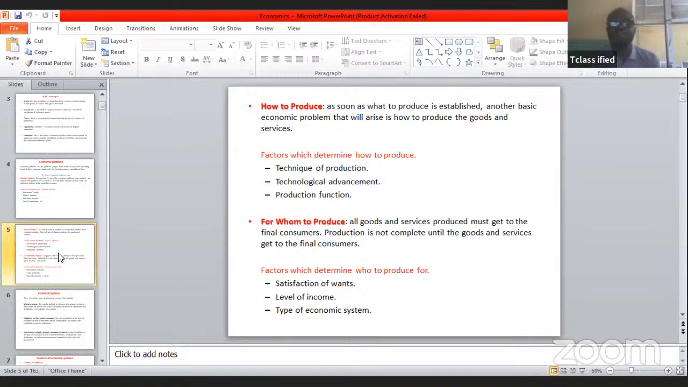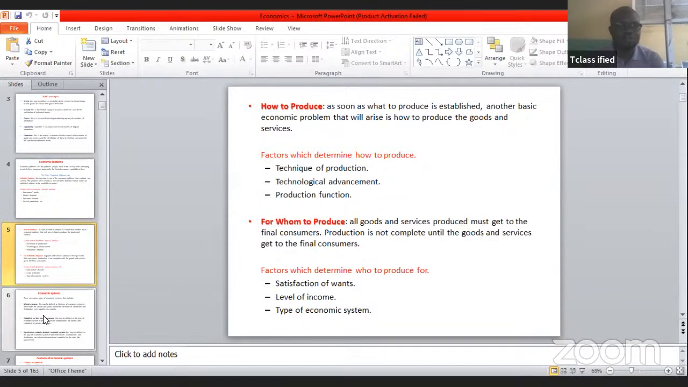And then the type of economic system, very, very important. Whether you're running a type of economic system that enables you to do whatever you want, like in capitalism, it also comes in handy in determining what to produce.